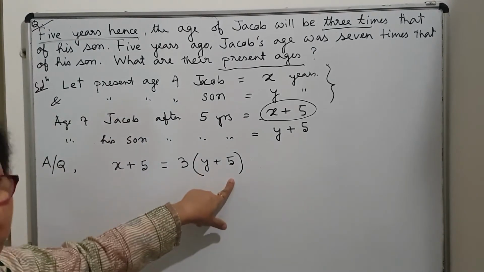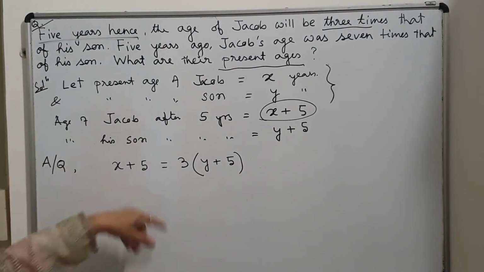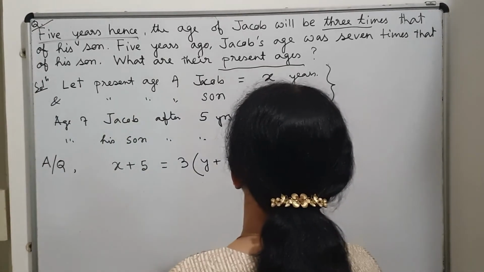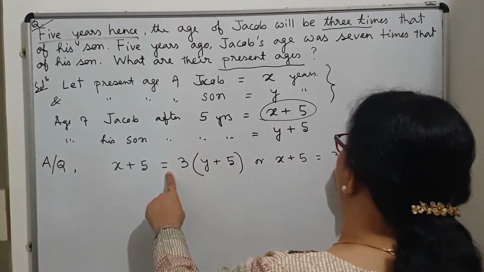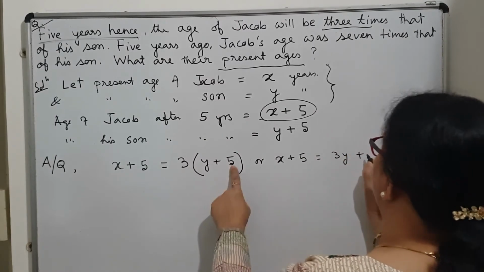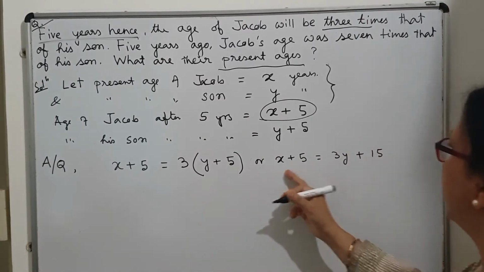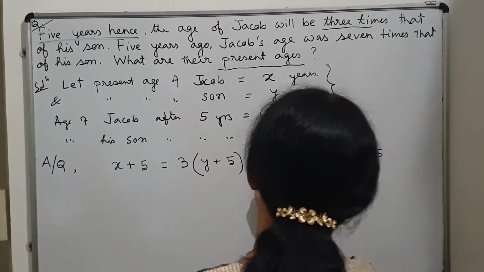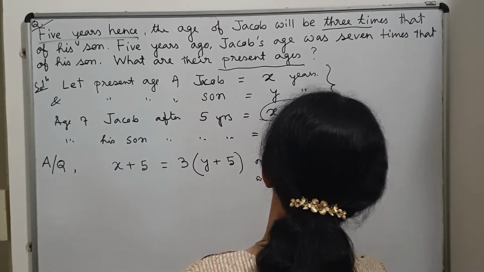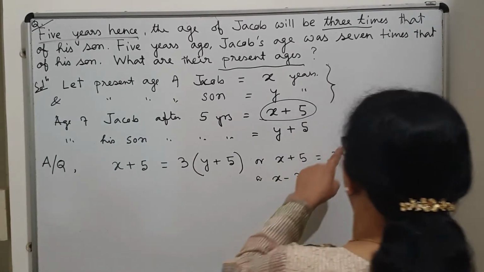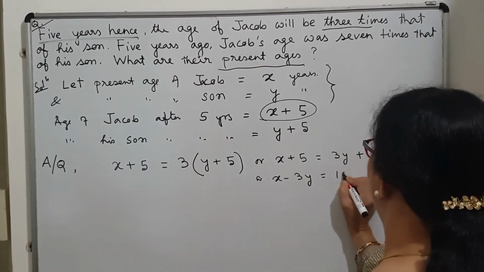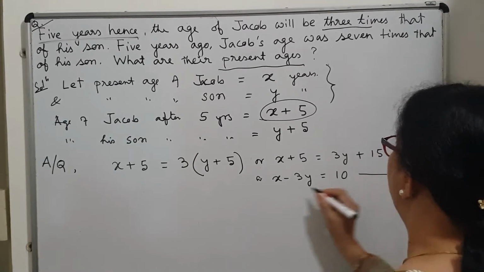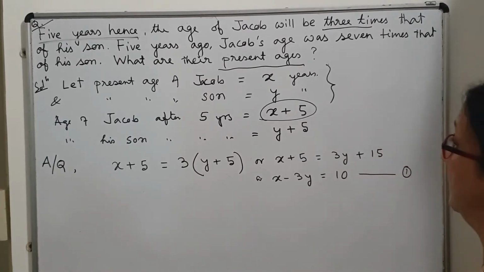Now we have to simplify this. So if I simplify, what will I get? x plus 5 is equal to 3y plus 15, since 3 fives are 15. And let me write it in the standard form: x minus 3y, it will come to this side, this will go to that side. So 15 minus 5 is 10. So I have got a linear equation in 2 variables.